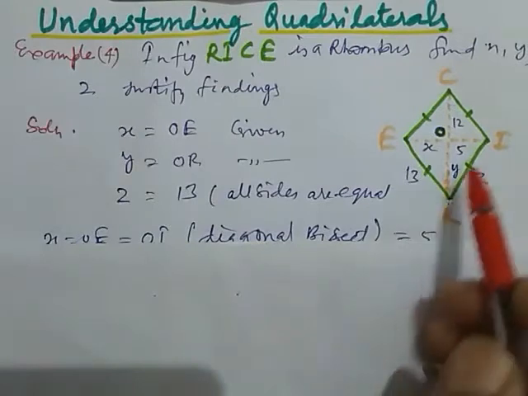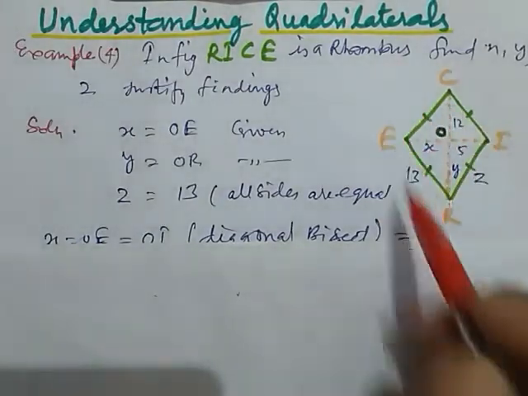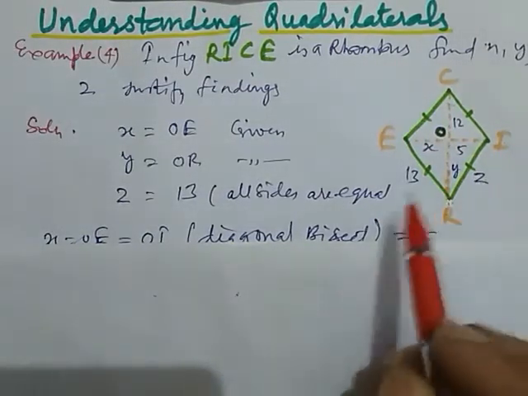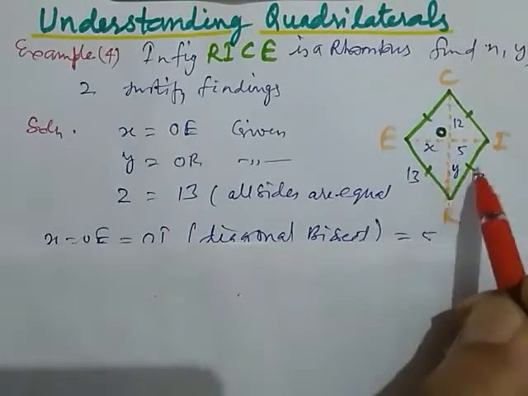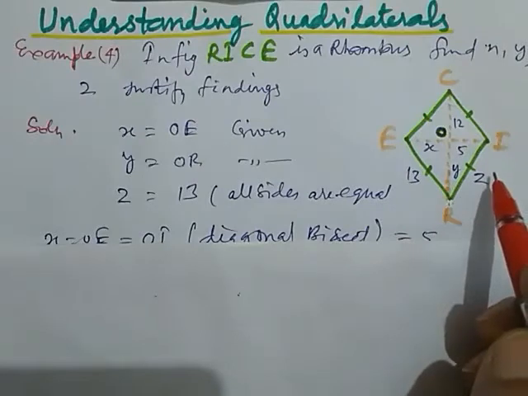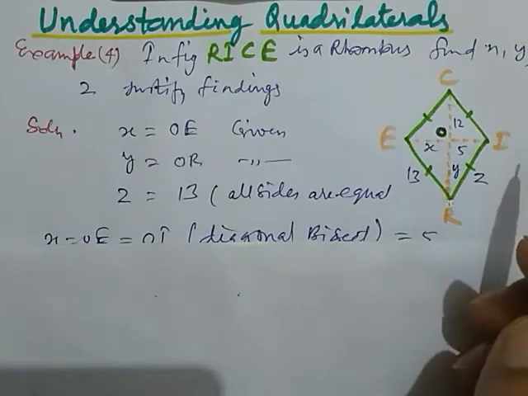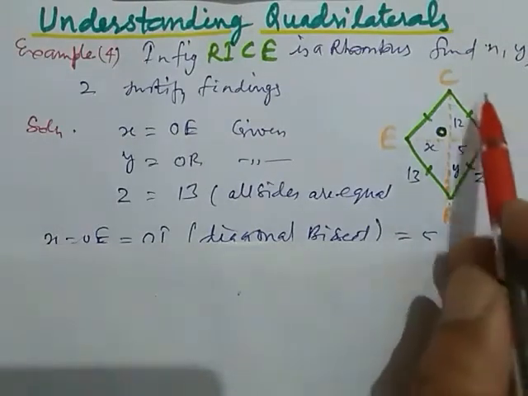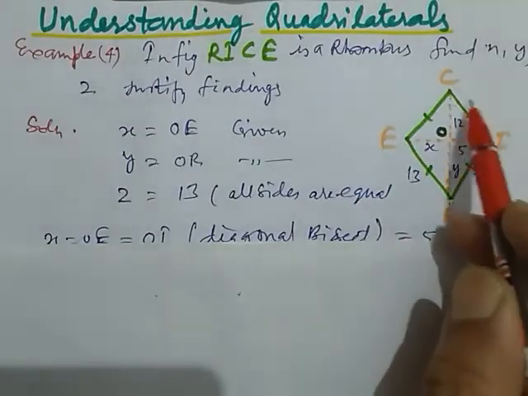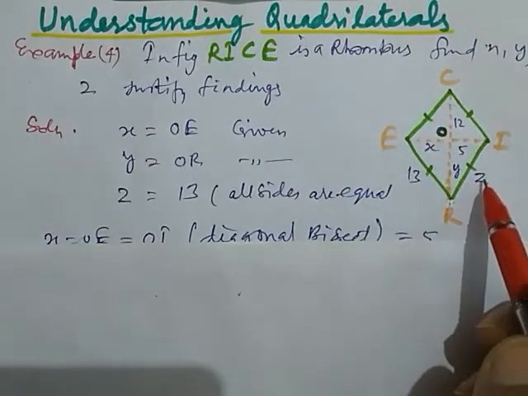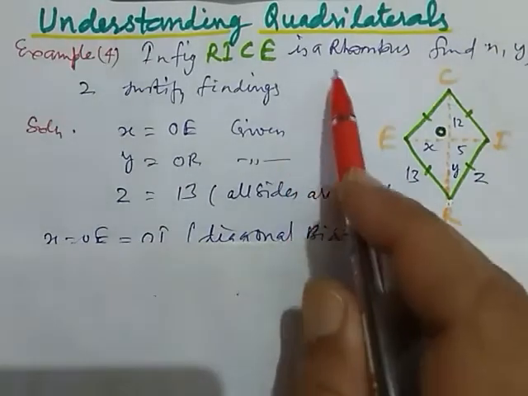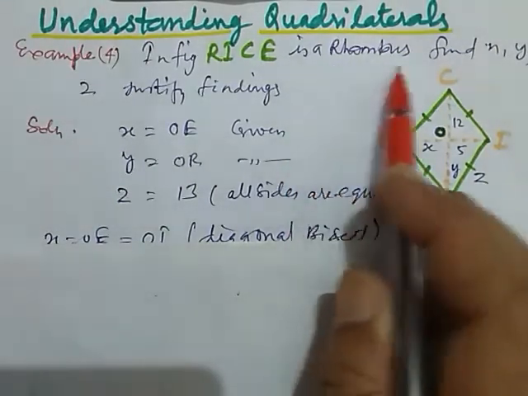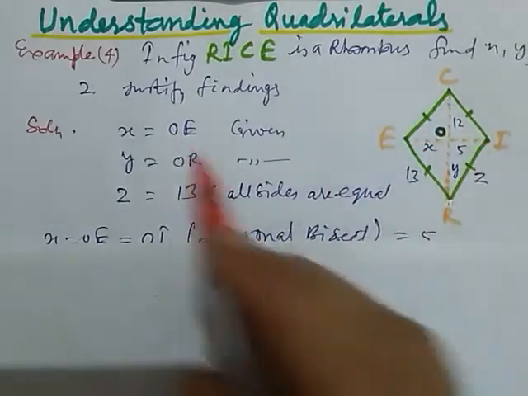This is a rhombus, having all sides equal. A parallelogram with all sides equal is just a rhombus. So by utilizing the properties of a rhombus, we have to solve this.